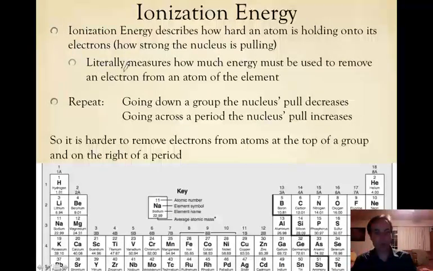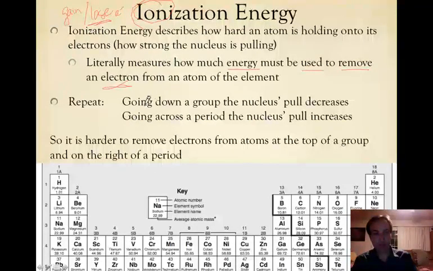So literally, it measures how much energy is used to remove an electron from an atom. Now, to remember this, what I always remember is that ionization energy begins with the word ion. And we know that ions gain or lose electrons. It's an atom that has gained or lost electrons. So ionization energy is the energy involved in losing an electron, in removing one.